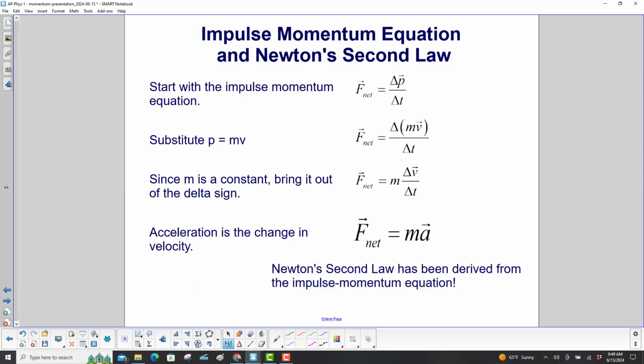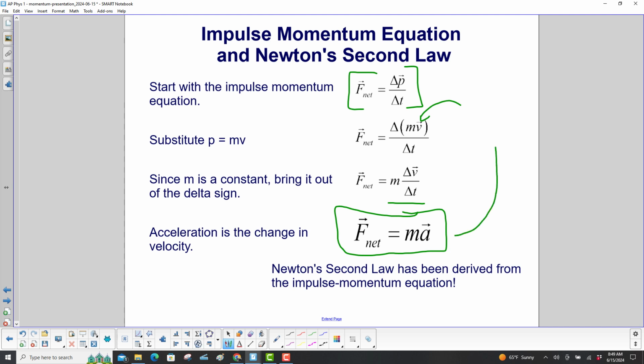And now for something really cool. We start with the impulse momentum equation, then we substitute in mv for momentum. Since m is a constant, bring it out of the delta sign, so we have m delta v over delta t. And what's delta v over delta t? It's acceleration. Acceleration is a change in velocity. So we have Newton's second law being derived from the impulse momentum equation. And of course, you can also go backwards, start with Newton's second law, and derive the impulse momentum equation.